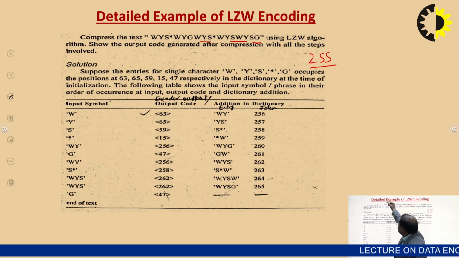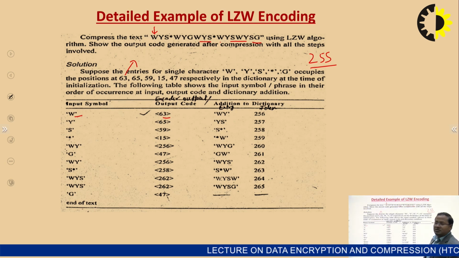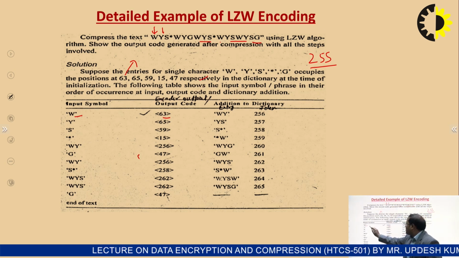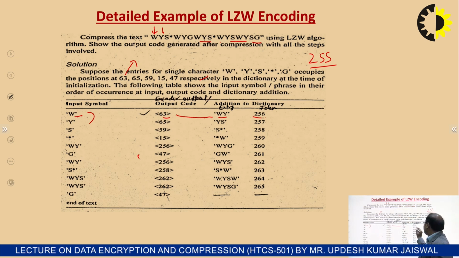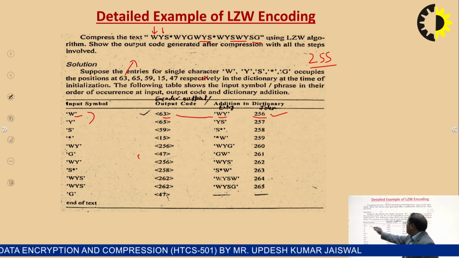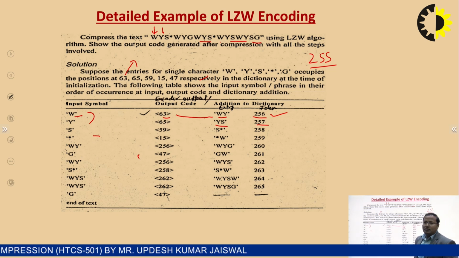So 255 indexes are already engaged. Suppose the first symbol is W, then the encoder output will be 63, because it is already placed in the dictionary at the 63rd place. Now after W another symbol is Y. So after W, Y will come. Here we will write 63, and the new entry WY will be at the 256th position. Now Y will come, it is at the 65th position. After Y, S is coming, so we will write YS and it will come at the 257 index.